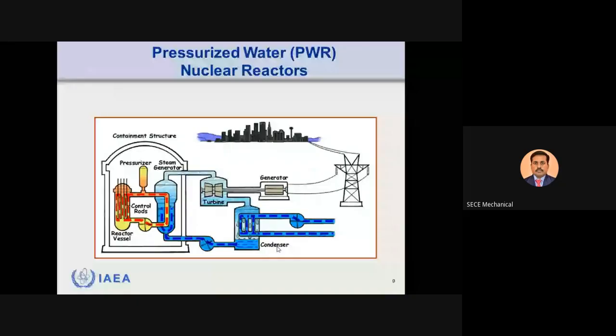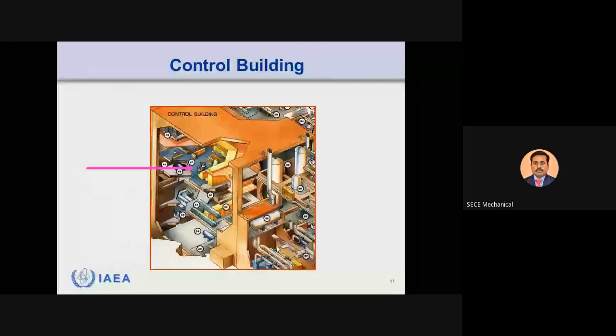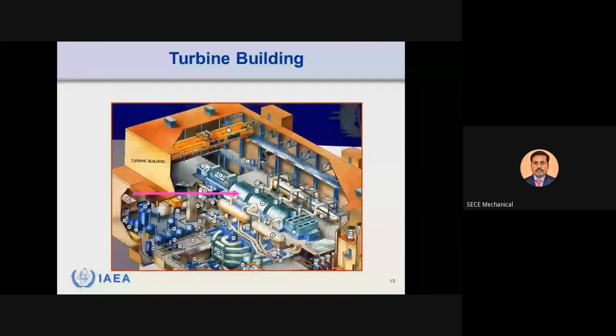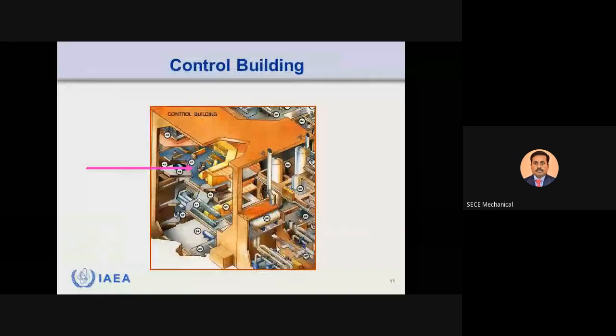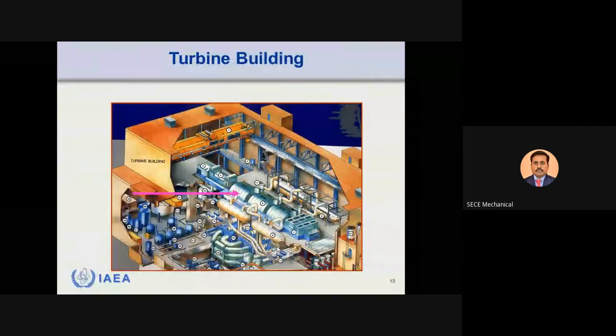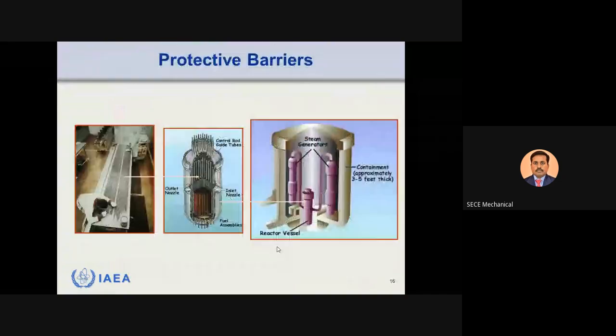Next we discuss the different components of the reactor, which we also discussed in the last class. Here you can see how the containment zone and the control rods are placed, and how the turbine is located. We discussed all of those things, and we also discussed the different types of nuclear reactors.